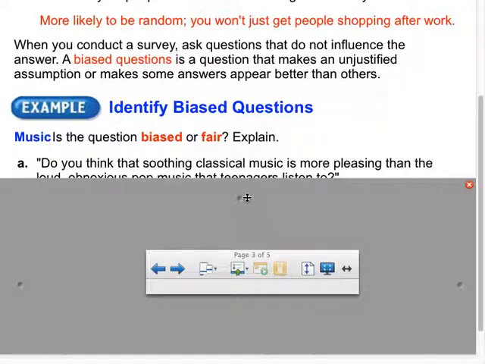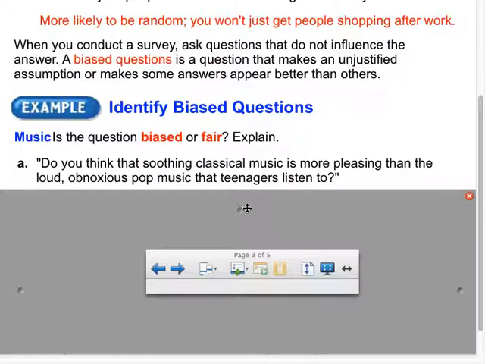Here we go. Question A, do you think that soothing classical music is more pleasing than loud, obnoxious pop music that teenagers listen to? Does that sound biased or fair? Biased. Now, for somebody who likes pop music or is a teenager, they're probably going to still vote for pop music, right? Somebody that's kind of on the fence, that doesn't feel one way or the other, they might be swayed one way or the other based upon the biased question. Do you guys understand? Okay.